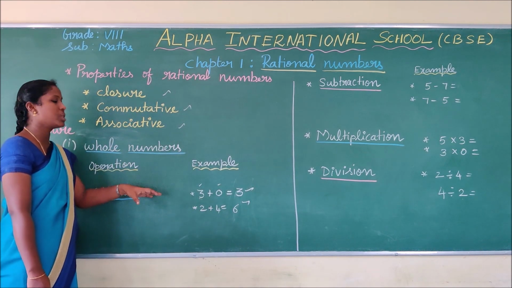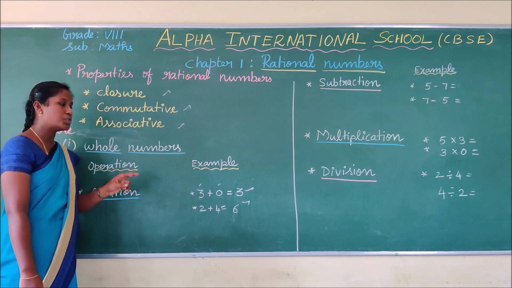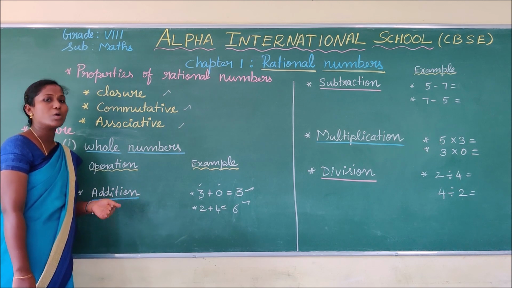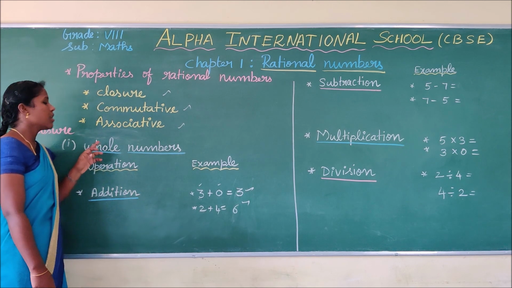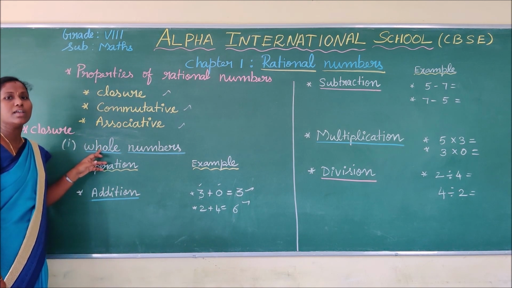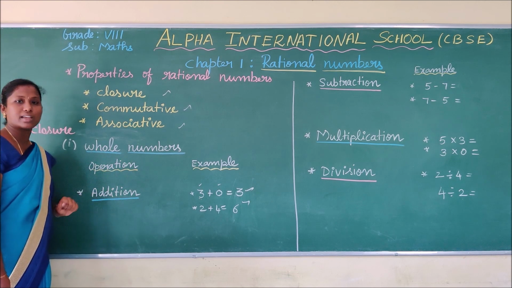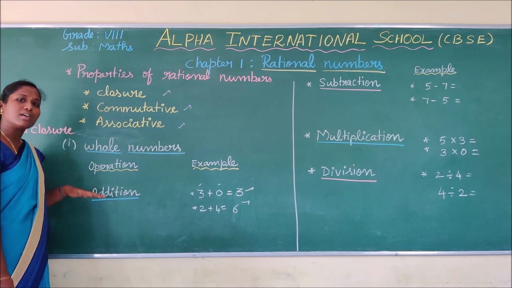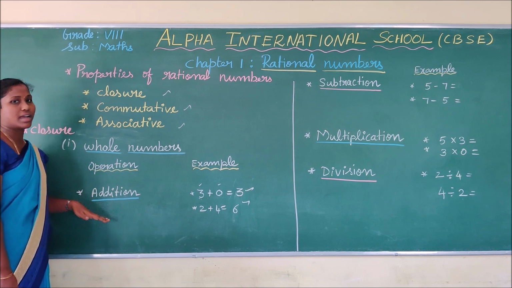I am choosing two examples randomly. For both examples, if you substitute whole numbers, the result is also a whole number. So here, the whole number is closed under addition because the property is satisfied. It is closed under addition.